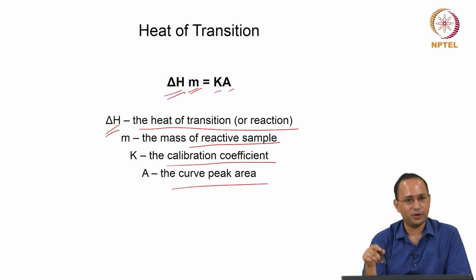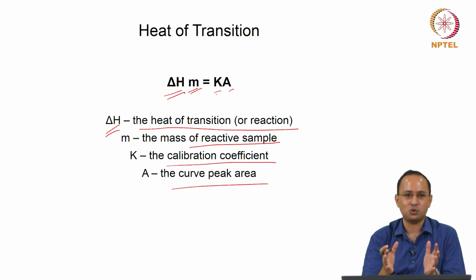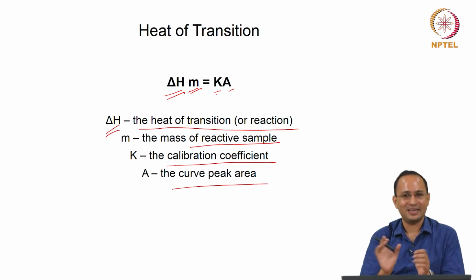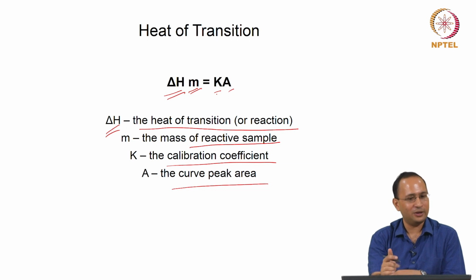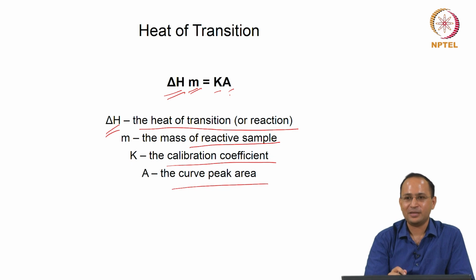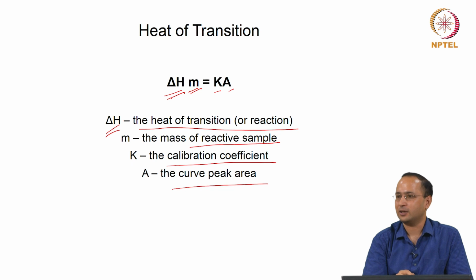If you can calculate the area under the peak for this particular transition, and you have the calibration coefficient for the particular instrument, then you can get the heat. You use standards where you know the heat of reaction of a material, then you can get the calibration coefficient, so you know K. Now you do your experiments, you calculate A, which is nothing but the peak area, and then based on the mass you can calculate delta H. So this gives you the heat of transition.